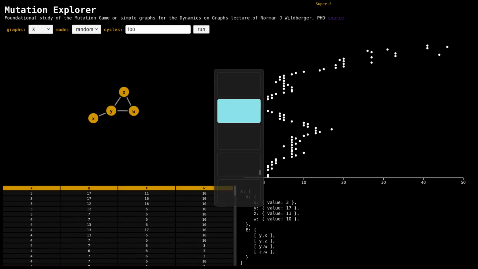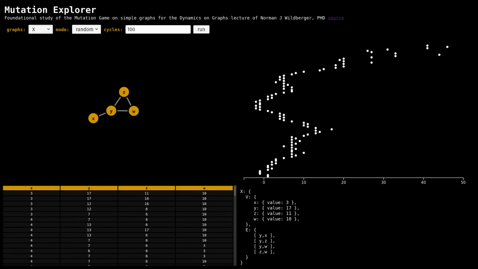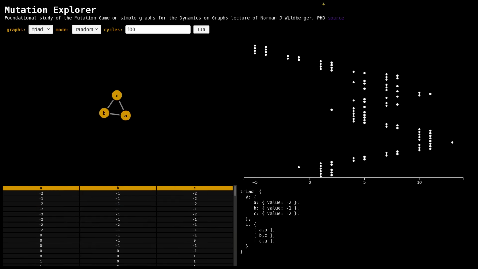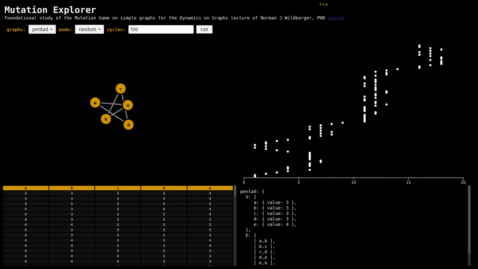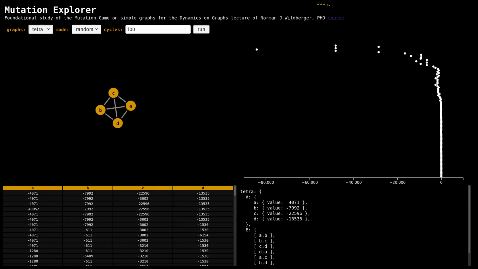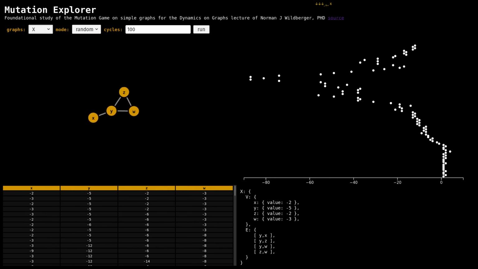This is Phi 21.170, and this is Mutation Explorer for Simple Graphs, a browser-based application that allows one to run the mutation game on predefined simple graph structures for a specified number of cycles or turns. A simple graph is defined as a set of vertices, as you can see in the definition panel here, and a set of edges. You can also think of them as nodes and links. A link is specified by two vertices or nodes and represents a bidirectional relationship between the two.